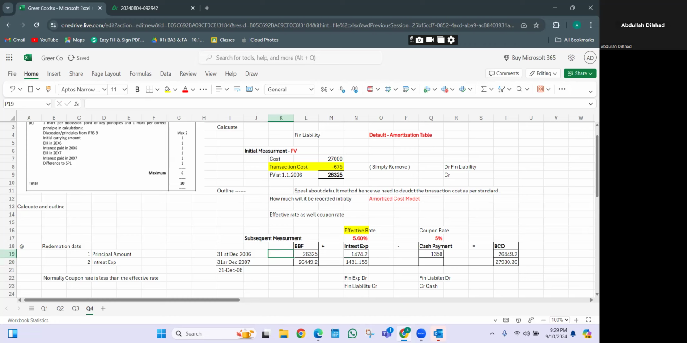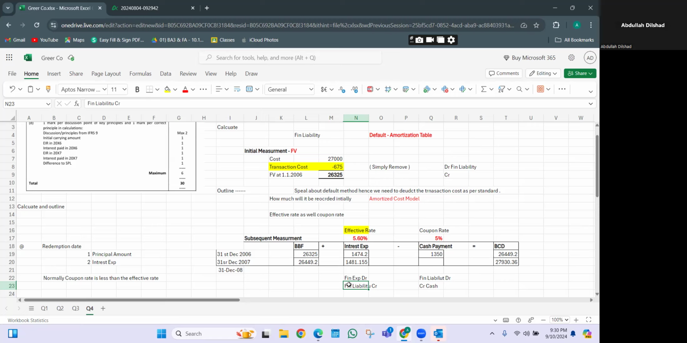Okay, so we are done with 31st December 2006. Now they want us to outline the particular information that we could give the examiner. We have already given the initial measurements, so there is no point in rewriting it. We can speak about the interest expense, the financial expense that will be hitting our P&L, because of which our profits are going to reduce. We can also speak about the SOFP component.